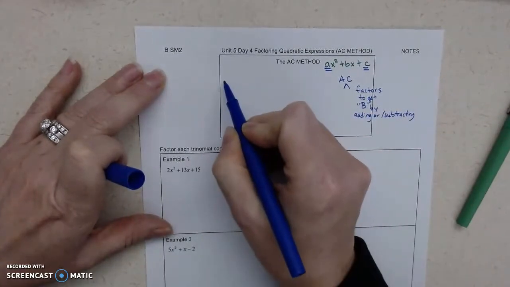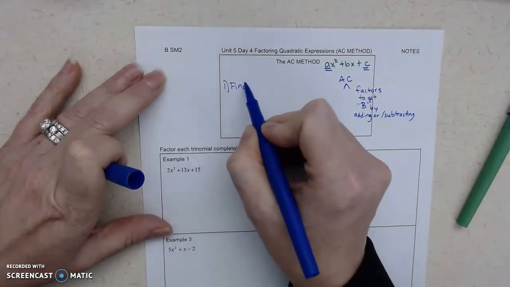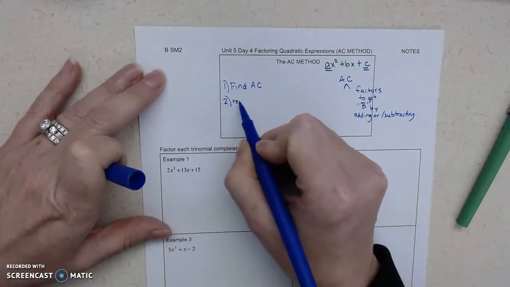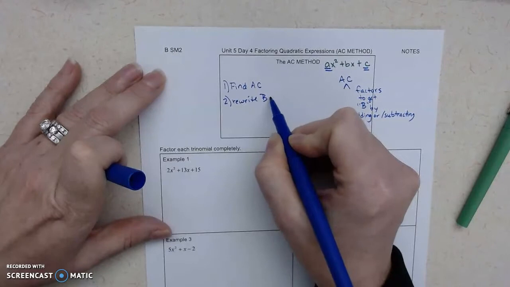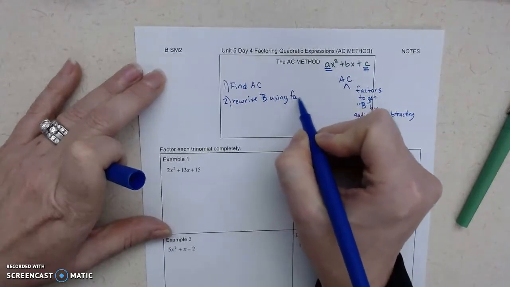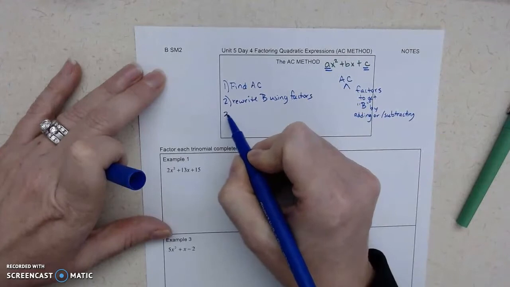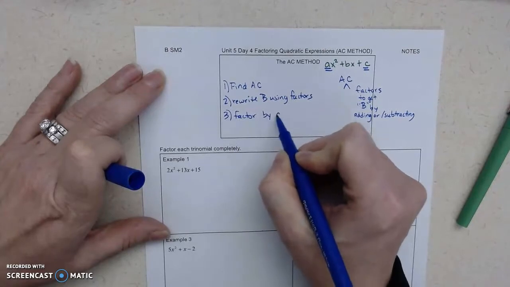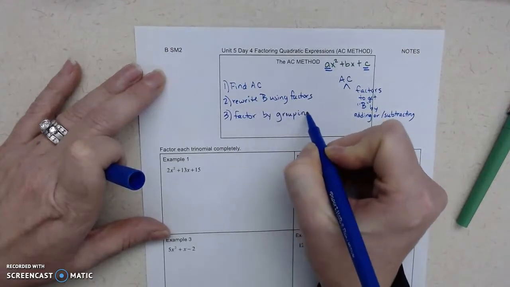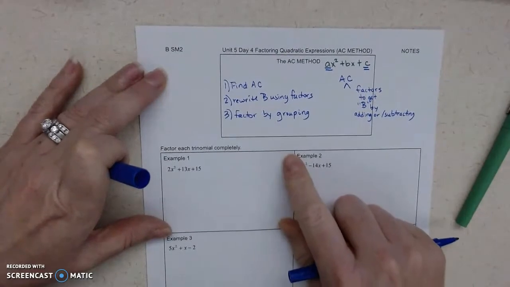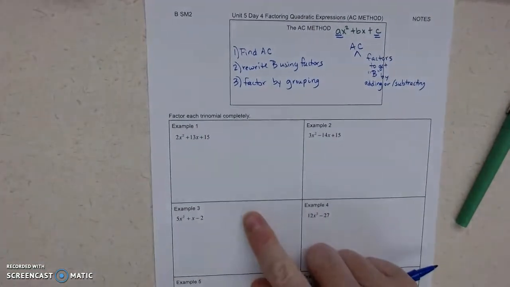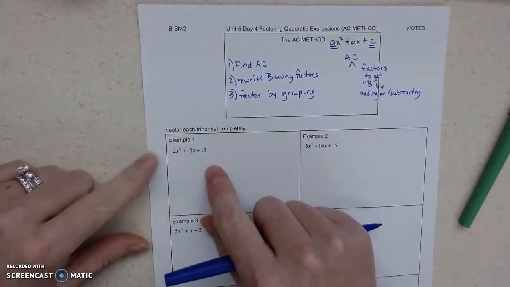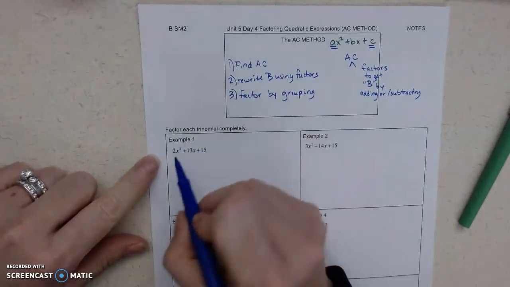Okay, so step 1 is you're going to find AC. Step 2 is you are going to rewrite B using factors, and this will make sense once I show you an example. Step 3 is you are going to factor by grouping. If you don't know what that means, I totally understand, and I'm going to walk you through a couple of examples. This takes the guess and check out of factoring these trinomials, which are usually the hardest type for students. So let's look at example 1.